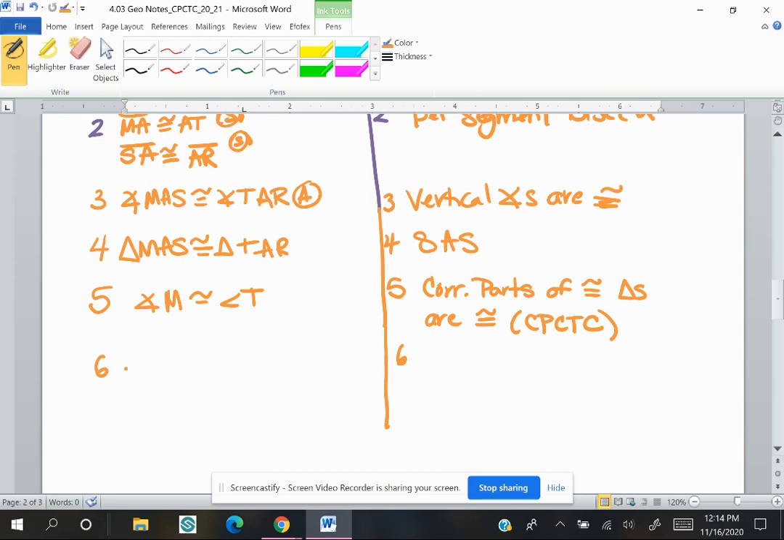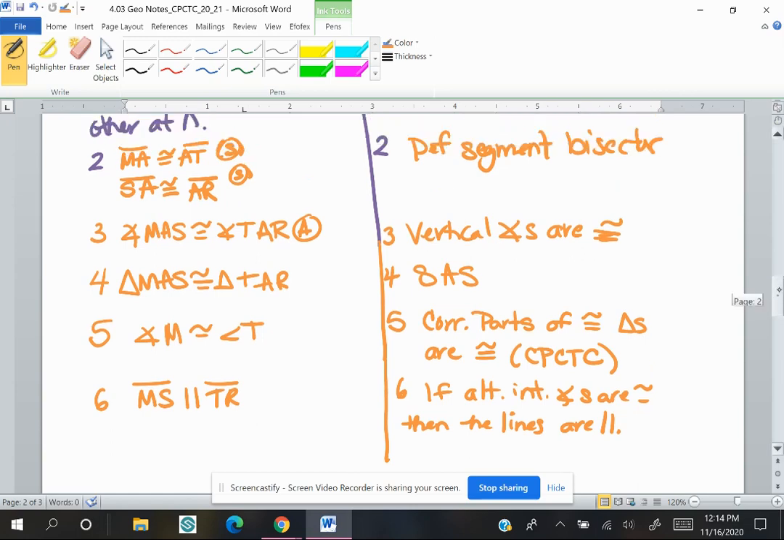And now that I have those angles congruent, I can say that segment MS is parallel to segment TR, because if alternate interior angles are congruent, then the lines are parallel. So a lot of working backwards in this one, but all things you can do. It just has that little extra step of getting the corresponding parts of congruent triangles to be congruent.